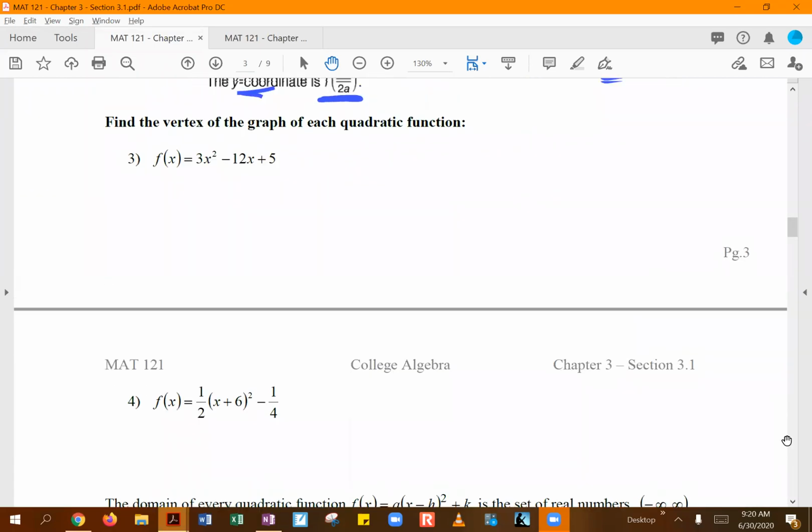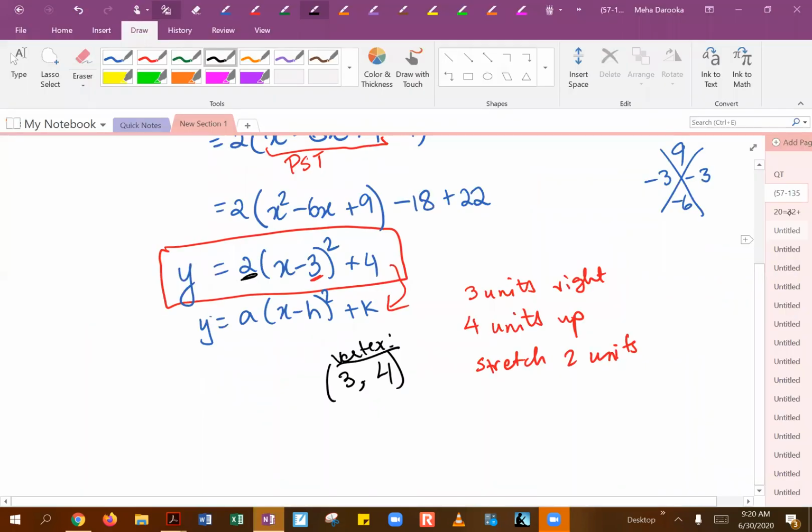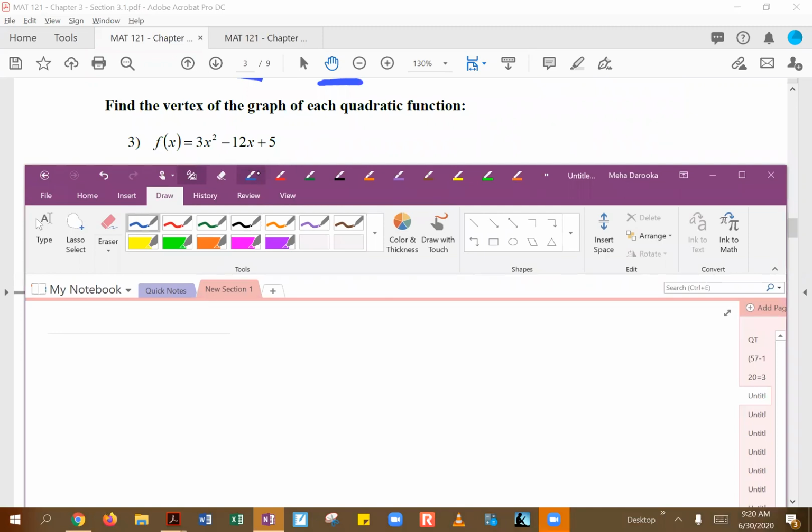So that's what we have lined up here, these two examples to help us come up with the vertex for each of the graphs. So this one is giving us the standard form. We are given f of x equals 3x squared minus 12x plus 5.